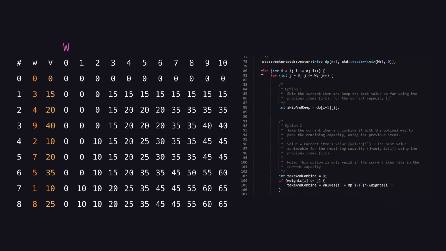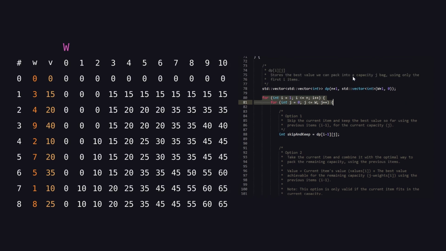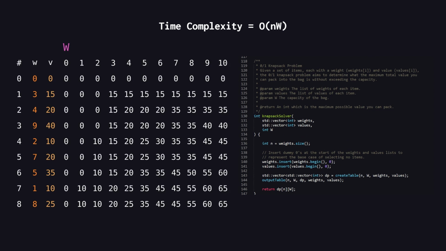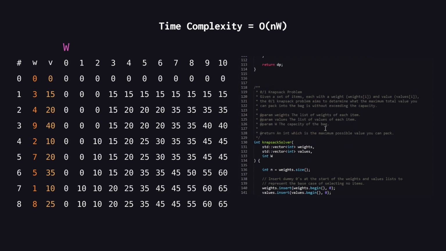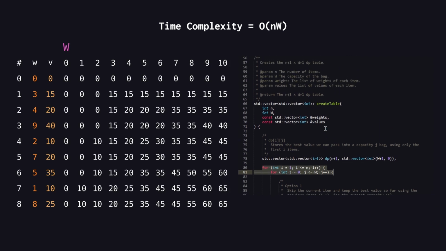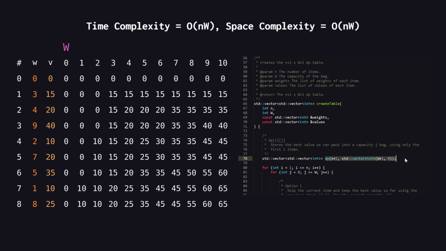And this constant time lookup is performed for each cell, so the total time complexity is the number of cells, O(n times W). Now, what about the space complexity? Again, this is just the size of our grid used to store the subproblem results. Big O of n times W again.